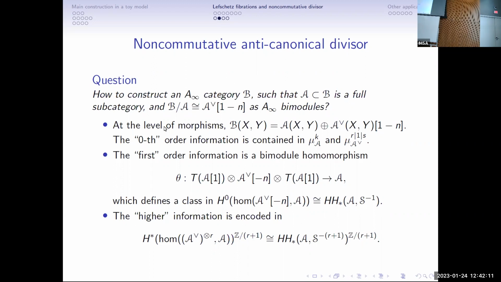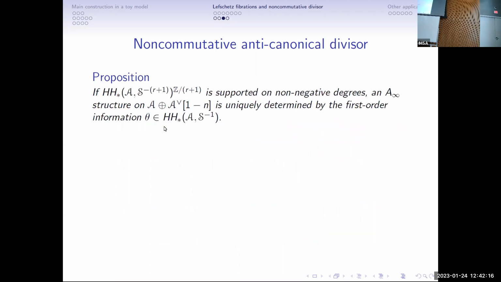Okay, so this is the question. And this is some kind of initial attempt to tackle this question. So, because of the preparations, here this proposition makes sense. It says the following. If this kind of twisted Hochschild homology, which is the Z mod r plus 1 invariant part, let's say they are supported on negative degrees, then an infinity structure on their sum, say Hom spaces of A and the dual bimodule A dual, is uniquely determined by the first order information.